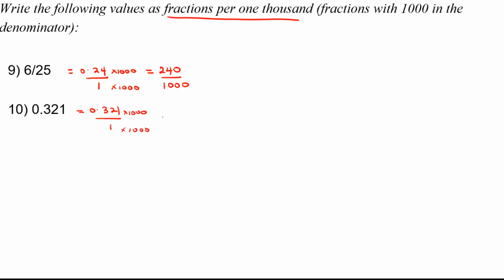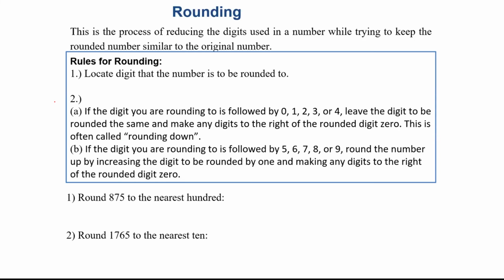If we have a decimal, which is per 1, we can do the same, multiply by 1,000, multiply this by 1,000, and that gives us 321 over 1,000. Or again, you can move the decimal 3 places and then divide by 1,000, which will give you the same value. Finally, we're going to review some rules for rounding.